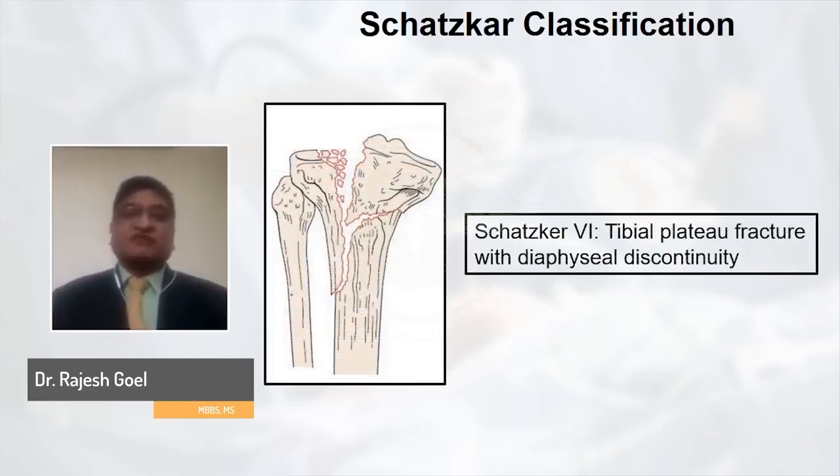The difference between type 5 and type 6 is that in this case, the diaphysis continuity is not maintained. Rather, the diaphysis is also fractured along with the fracture of the medial condyle as well as the lateral condyle.